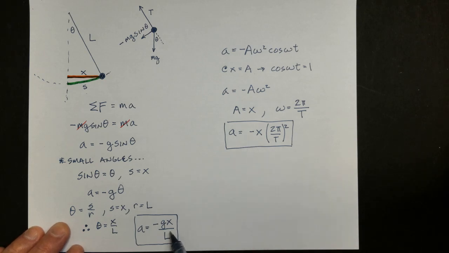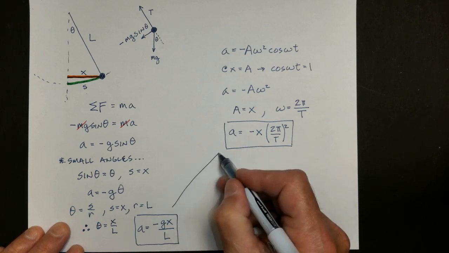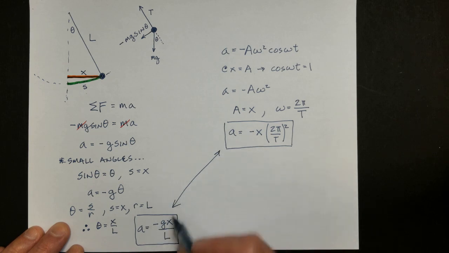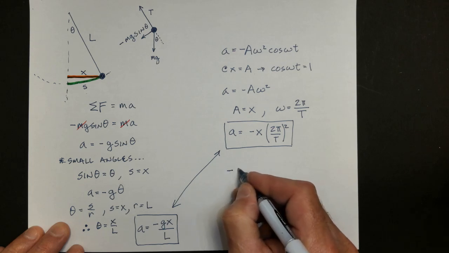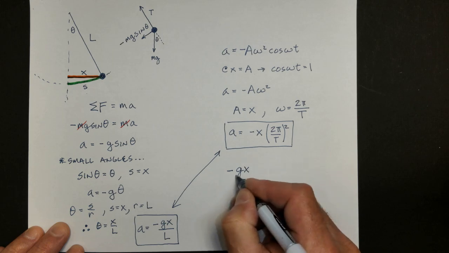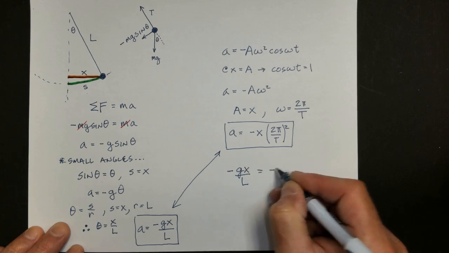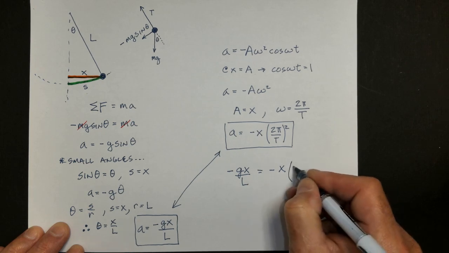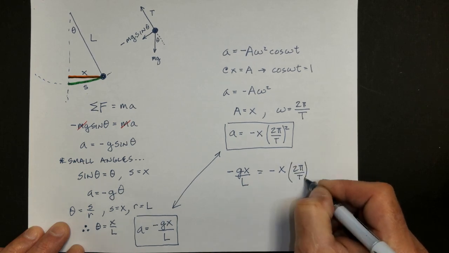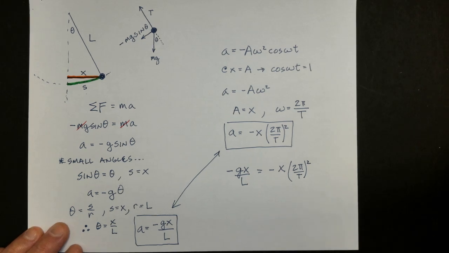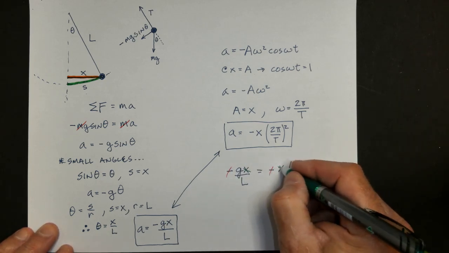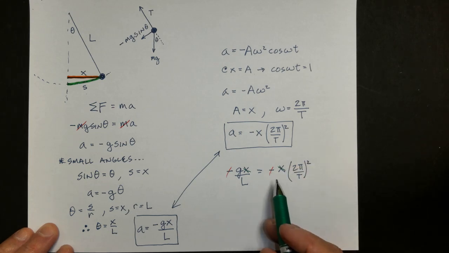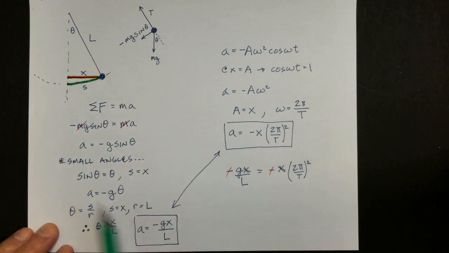Here we have our expression from Newton's second law. We can now combine these two and set them equal to each other, because we know, of course, they are the same acceleration, and we can say the first expression we came up with, negative g times x over L, is equal to negative x times the quantity 2 pi over T, the period, squared. And again, I think you can see some interesting things happening here. We see that the negative signs go away. We can also see that the x, meaning the amplitude, goes away, and we found, certainly in our investigation, that the amplitude of a pendulum didn't affect the period.